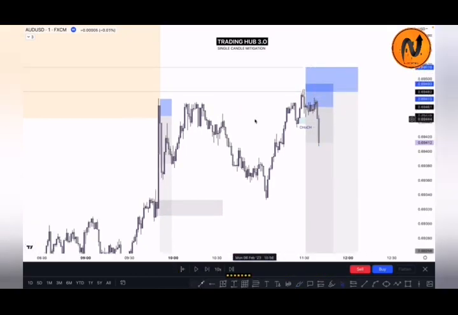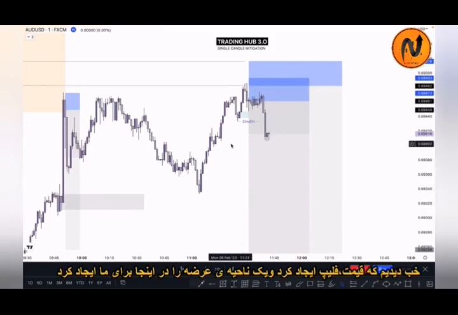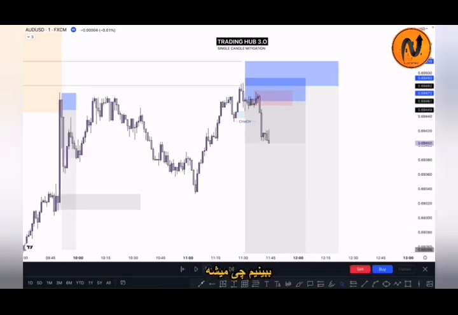So let's see what happens next after this one. Okay, the market broke this change of character and broke this flip, and the market created this supply zone at this point. Right now you simply have to wait for it to create inducement before the entry. Okay, so let's see what happens next after this one.